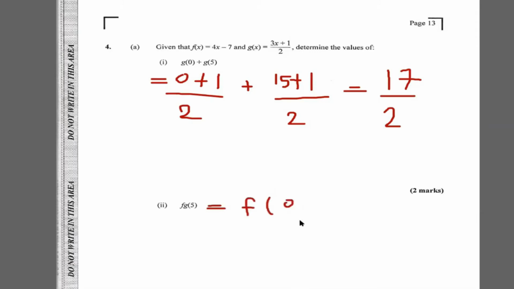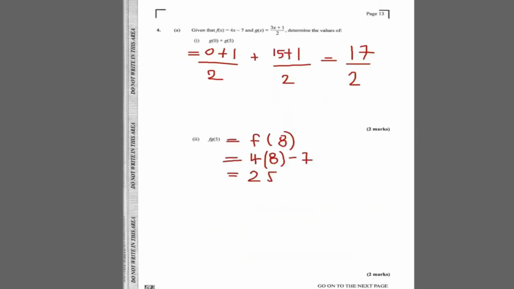So all we need to do is put 8 into f of x. Putting 8 into f of x, we get 4 times 8, because x is 8, and then we take away 7. That is fg of 5. 4 times 8 is 32, and 32 minus 7 is 25. All right, and so fg of 5 is 25. That has a nice ring to it. Say it with me one more time. fg of 5 is 25.